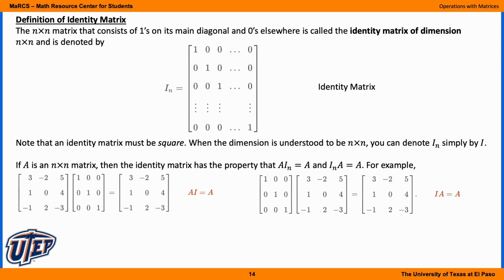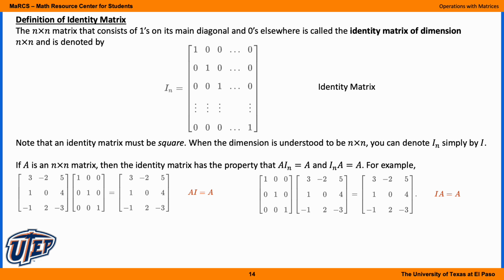The n by n matrix that consists of 1s on its main diagonal and 0s everywhere else is called the identity matrix of dimension n by n, and it is denoted by the capital I with subscript n, and we see that it has 1s all along its diagonal and 0s everywhere else. So note that an identity matrix must be square. So when the dimension is understood to be n by n, you can denote it simply by I.